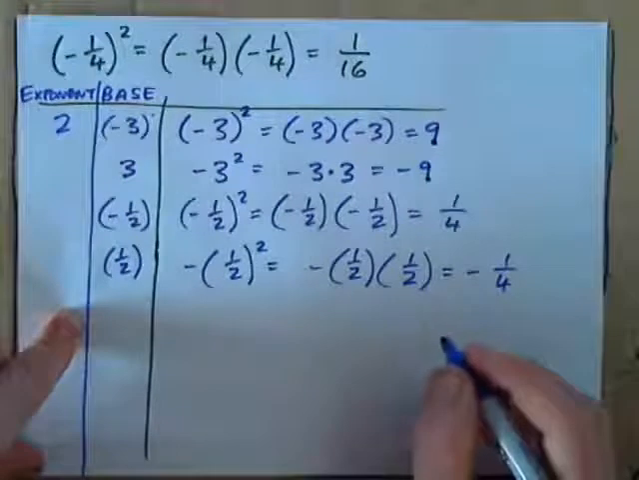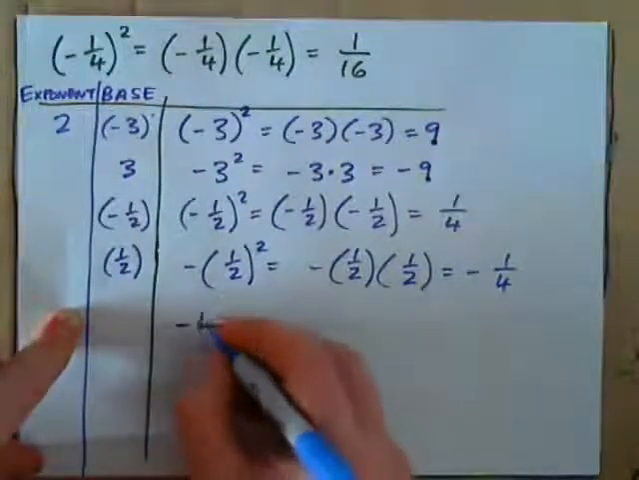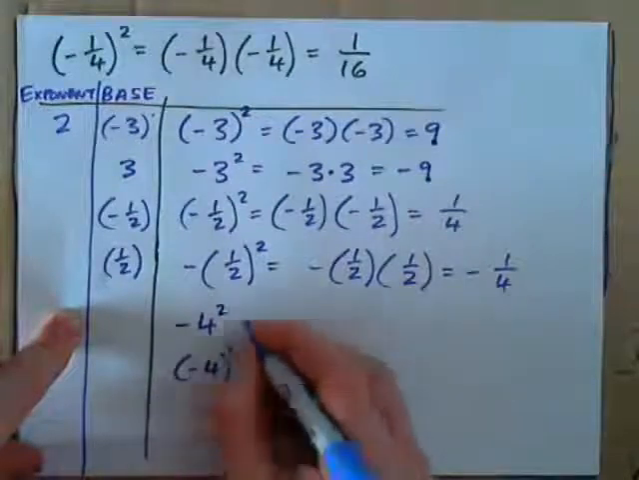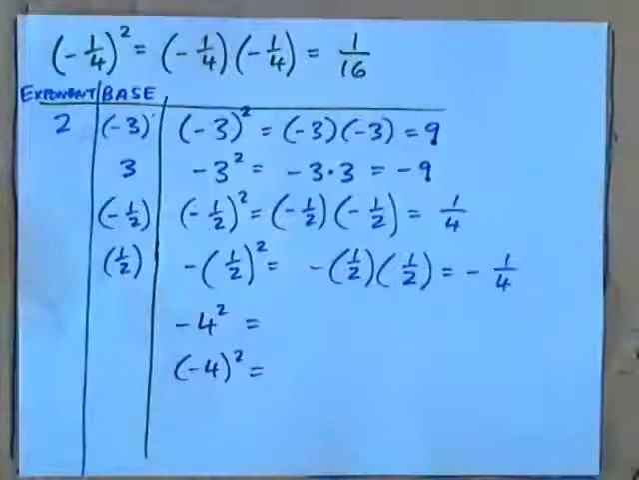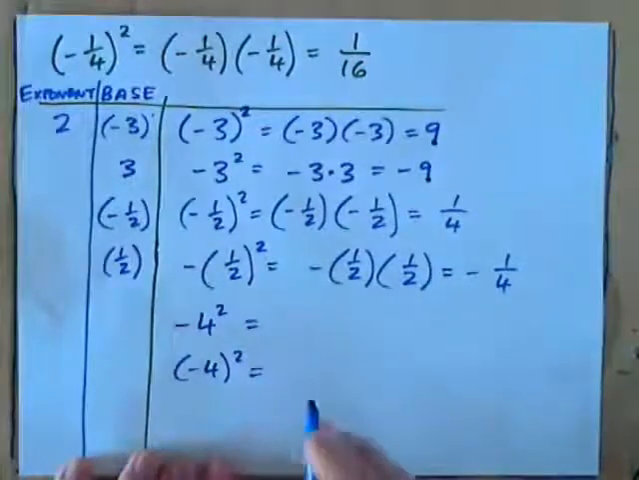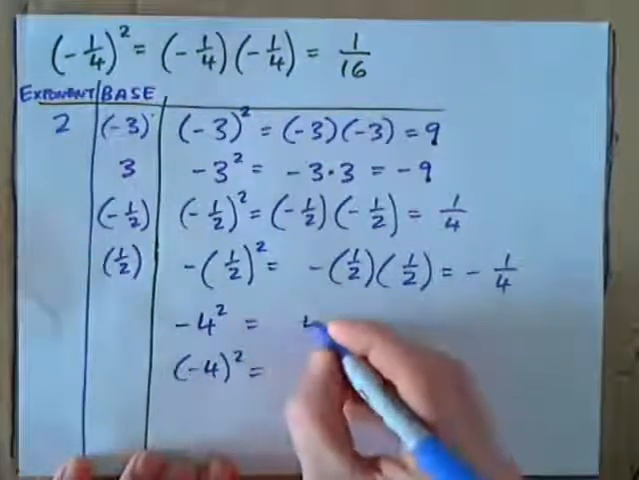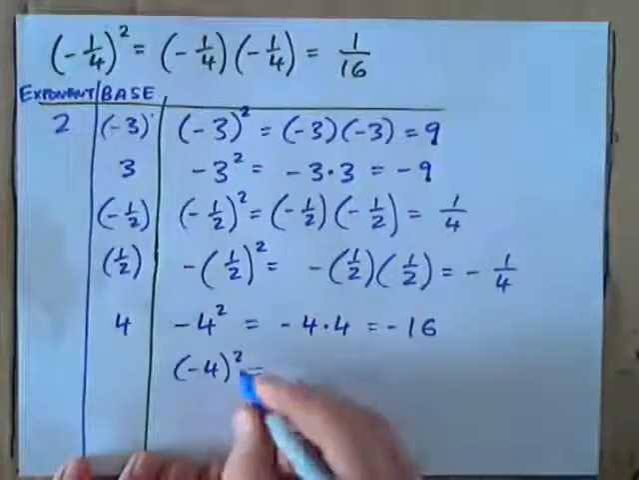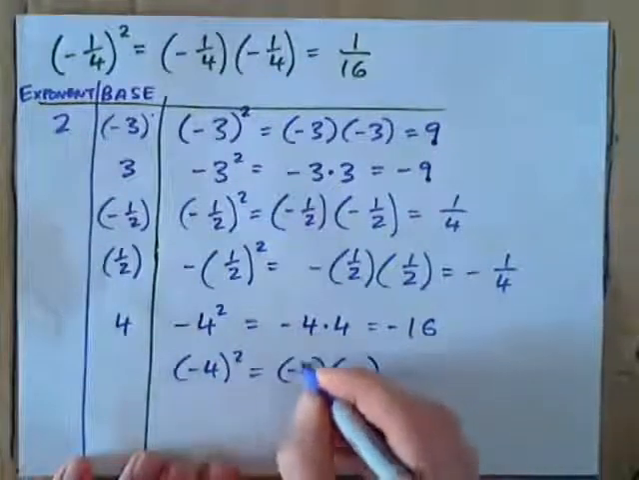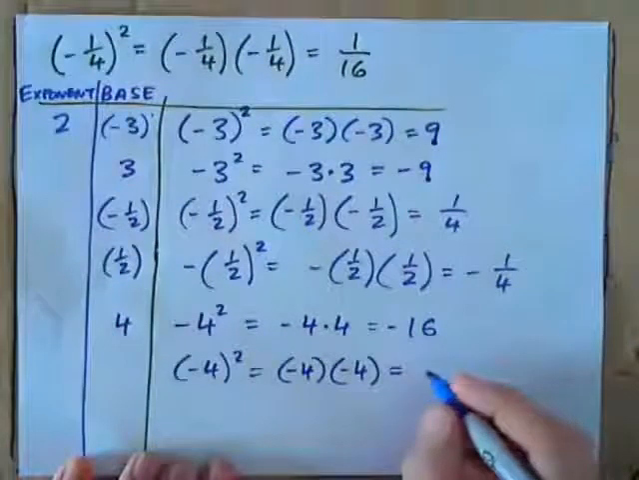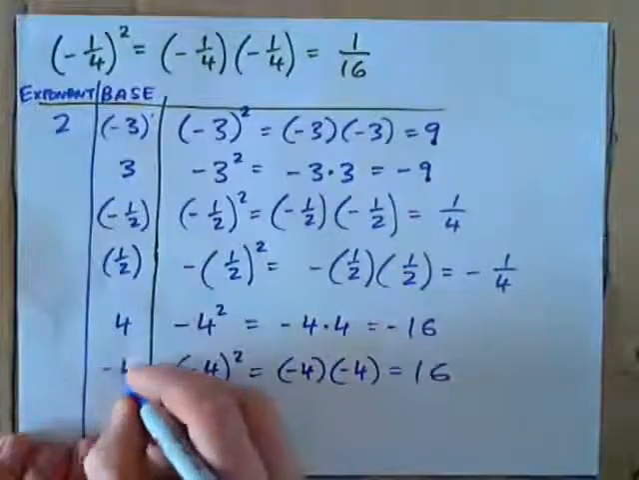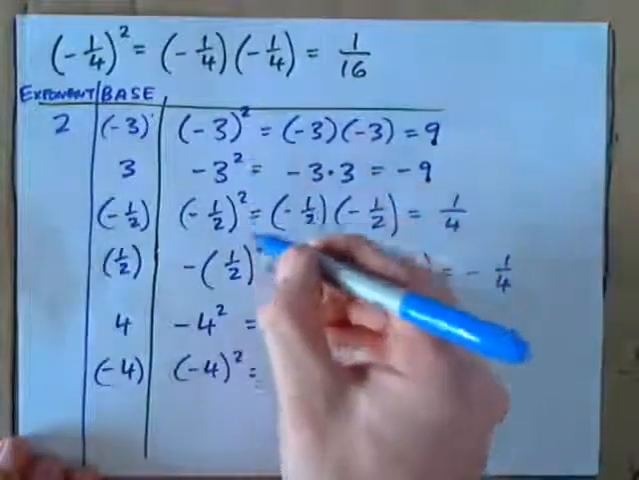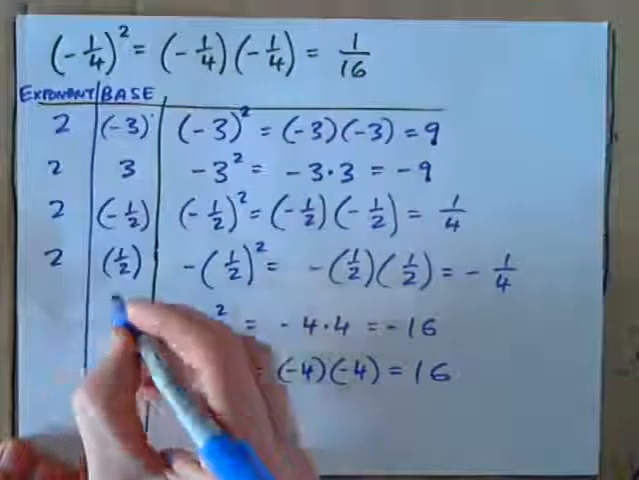So let's have a look at this. You do negative 4 squared and then negative 4 all squared. See if you can get the answer. So press pause and write down the answer. Now in this one, the squared is only touching the 4, so the base is 4. So that's 4 times 4 with a negative in front of it, that makes negative 16. In this one, the squared is touching parentheses, so that's parentheses times parentheses, negative 4 times negative 4. Negative times negative is positive 16. In this case, the base is negative 4. And the exponent for all of these expressions is 2, because they're all squared, right?